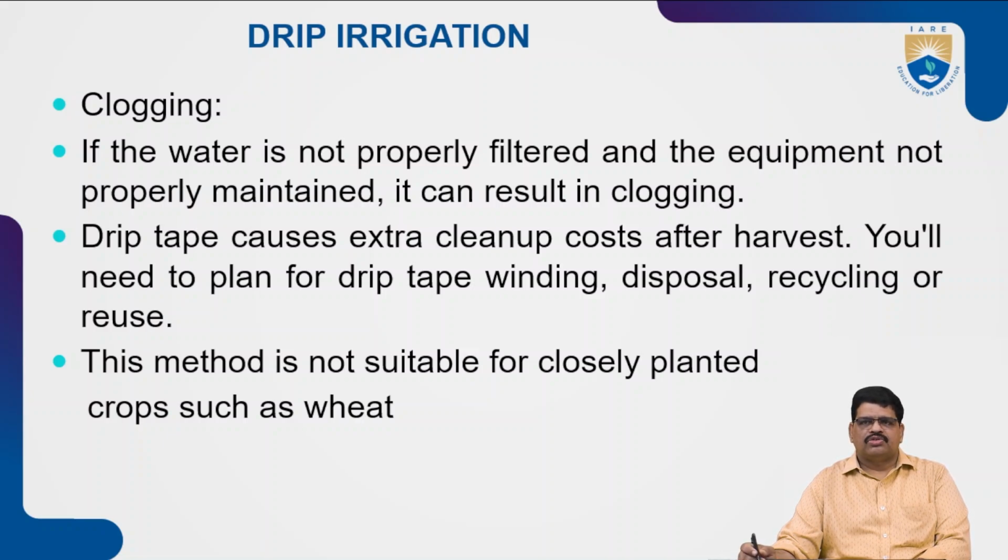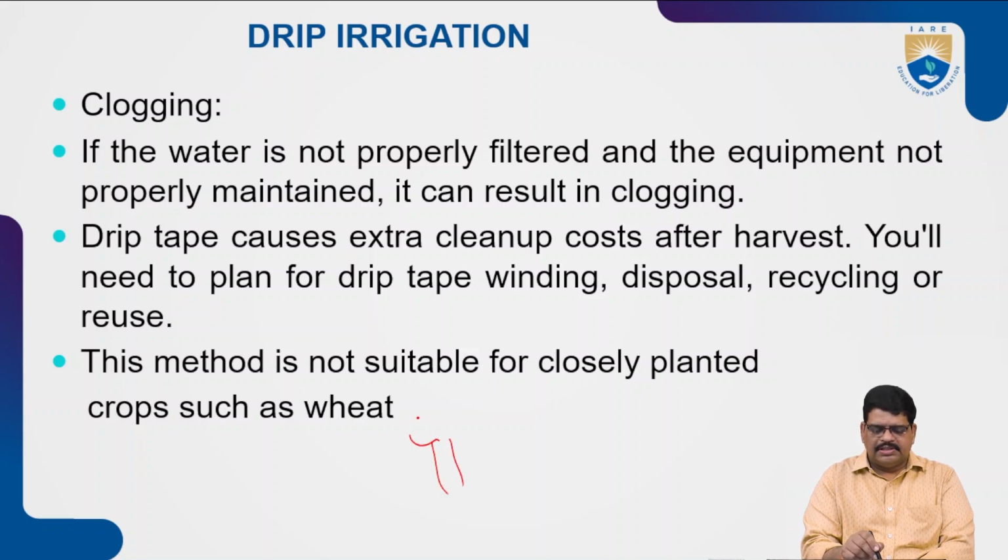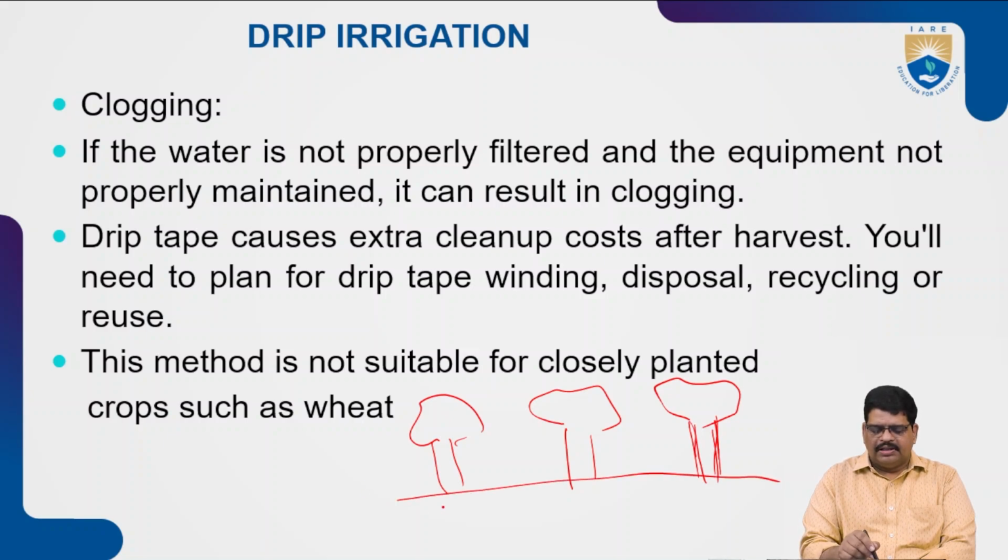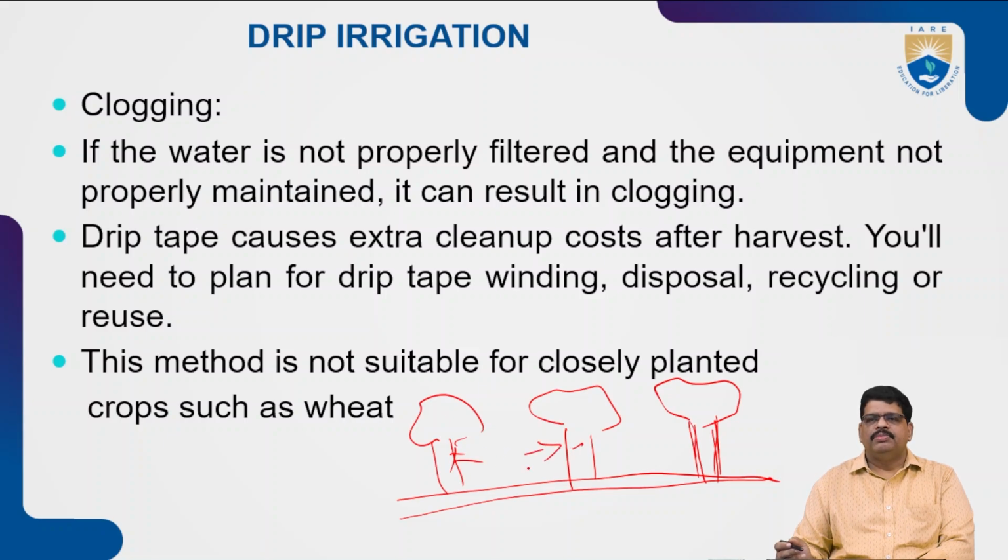This method is not suitable for closely spaced plants and crops such as wheat. Why? Because with these plants, as I told, here is a plant, and here is another plant, especially mangoes and musambi like that. In the drip irrigation system the distance between these plants is a certain distance, meaning 2 meters, 3 meters like that. Plants that are very near each other cannot use it, because here one nozzle is providing, here one nozzle is providing, here one nozzle is providing.